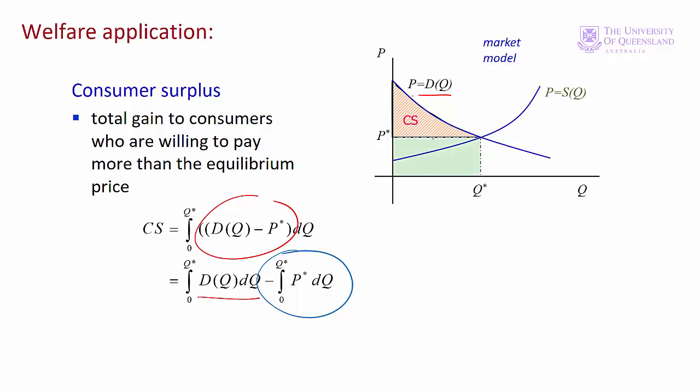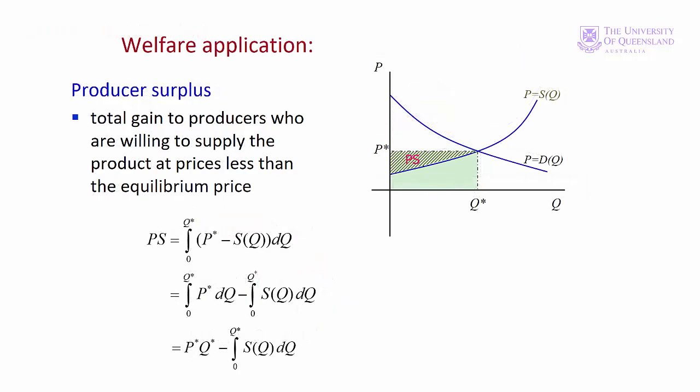As we know, the area of a rectangle is the product of the two sides, p star times q star. Or we can think about it in terms of the integral. So the integral of p star dq from 0 to q star will be p star times q star, since p star is a constant, minus p star times 0, giving p star times q star. So we find the consumer surplus by integrating under the demand function from 0 to q star, and then subtracting the green rectangle p star q star.